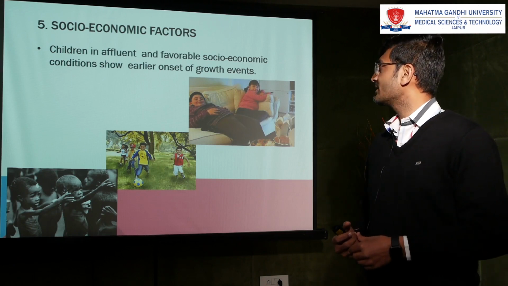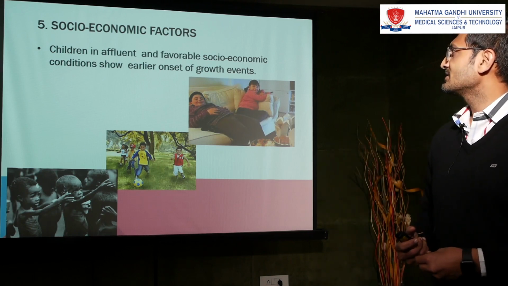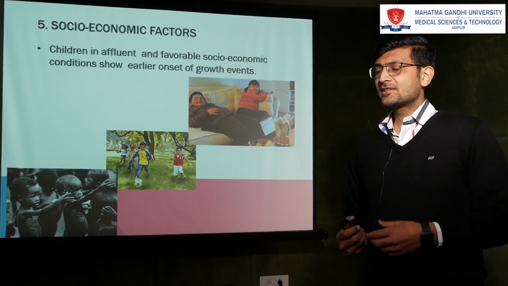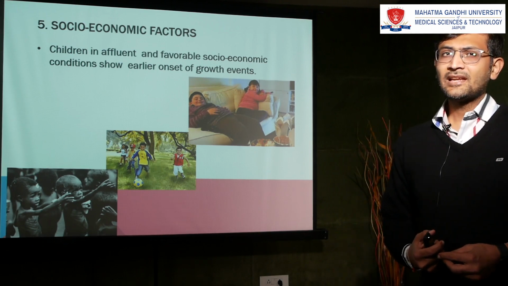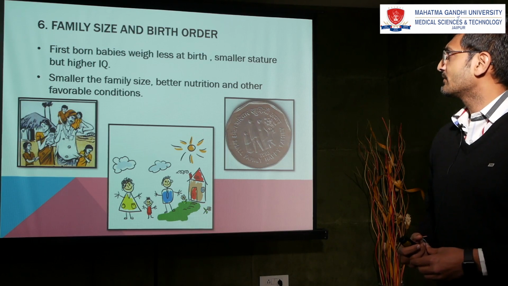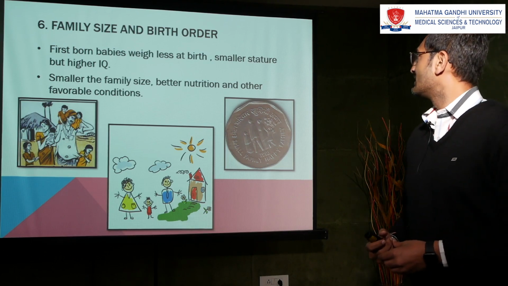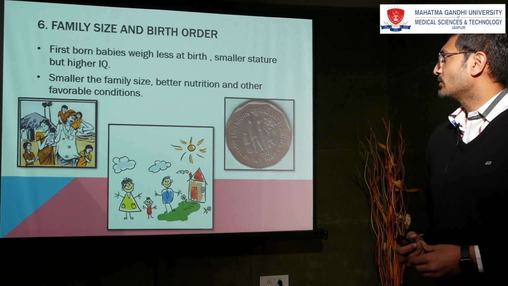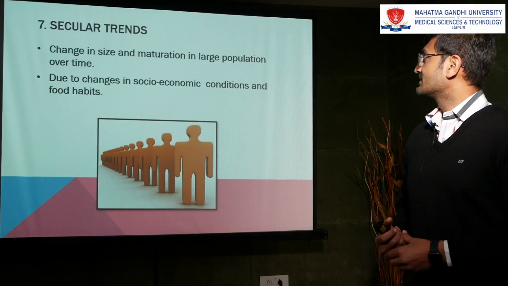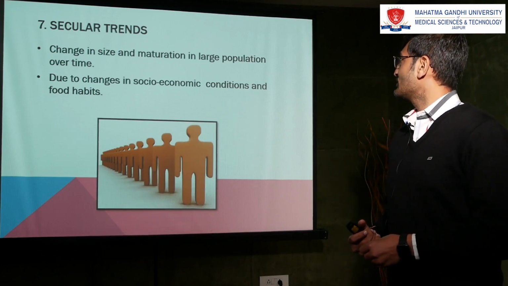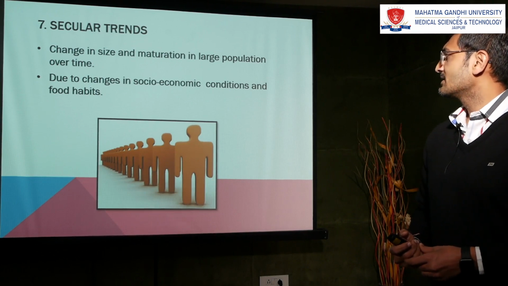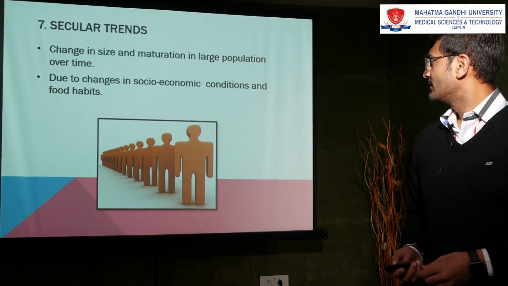Socio-economic factors. Children in affluent and favorable socio-economic conditions show earlier onset of growth events. Their nutrition and other things are already available, and therefore they show early growth spurts. Family size and birth order. The firstborn babies weigh less at birth, are of smaller stature but higher IQ. The smaller the family size, the better is the nutrition and other favorable conditions. Secular trends: change in size and maturation in large population over time. Due to changes in socio-economic conditions and food habits, these also play an important role.